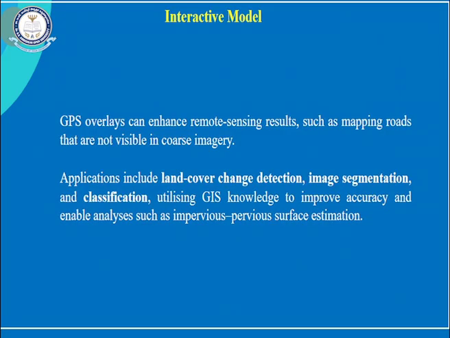Let me give an example. In satellite imagery there is coarse resolution and fine resolution. With fine resolution you have a clear image, but in coarse resolution we cannot see the image clearly, so we cannot see the roads. By integrating GPS we can also see the roads in the satellite imagery. Applications include land cover change detection, image segmentation and classification, utilizing GIS knowledge to improve accuracy and enable analysis such as impervious or pervious surface estimation.